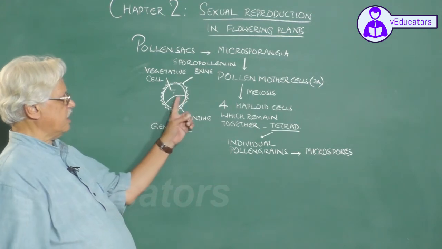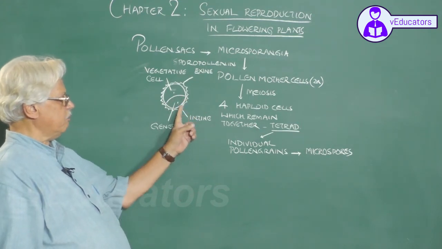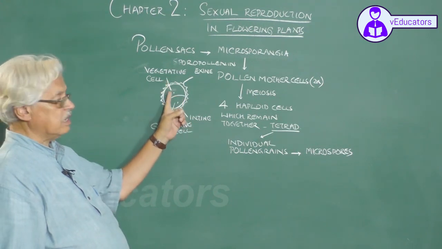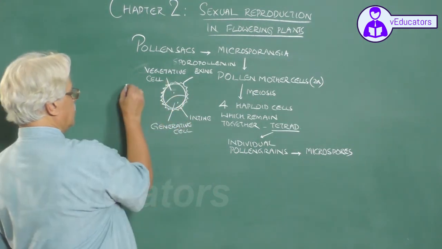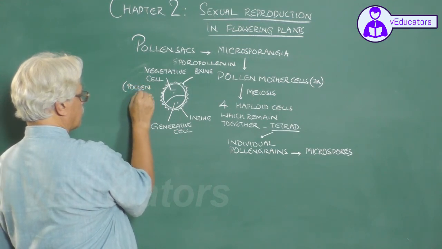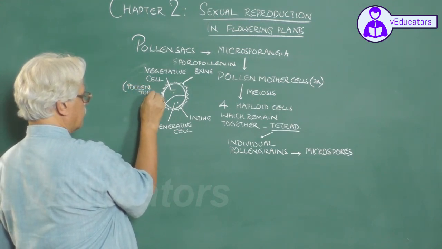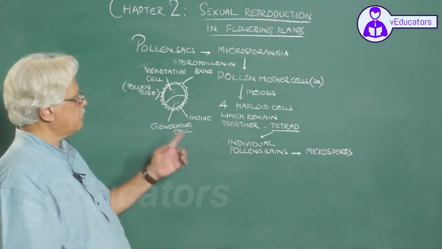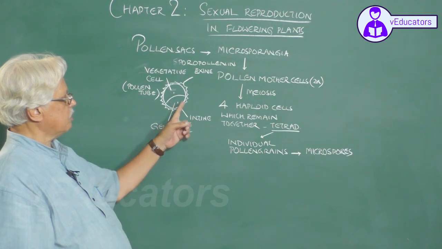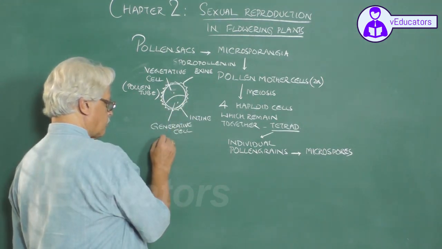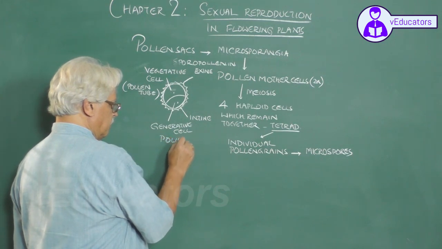The generative cell actually represents the male gametophyte. The vegetative cell is involved in the formation of a pollen tube which helps in pollination. This will be the structure of the pollen grain when it is released.